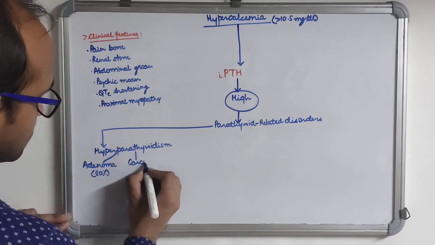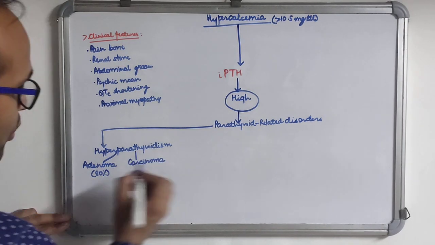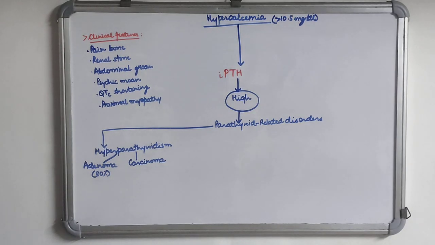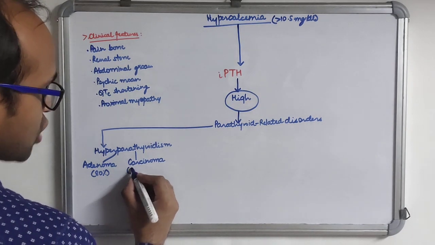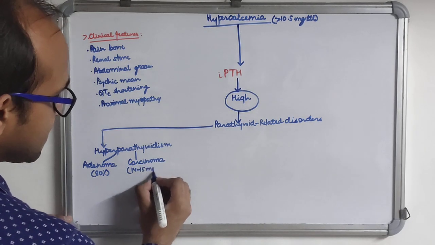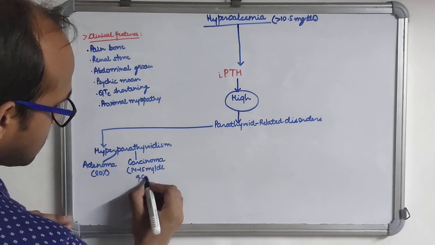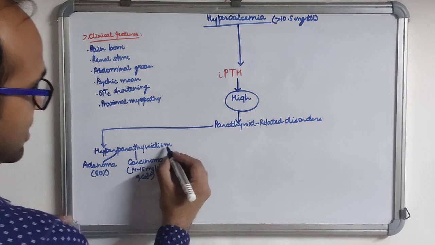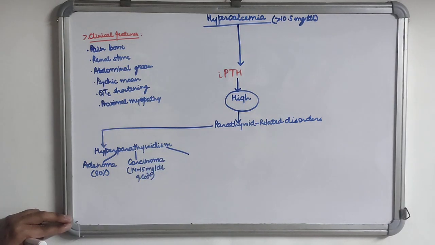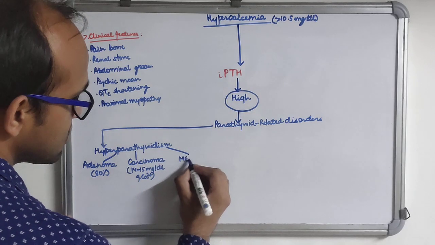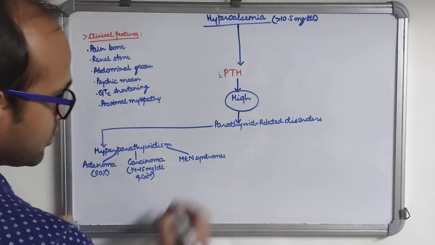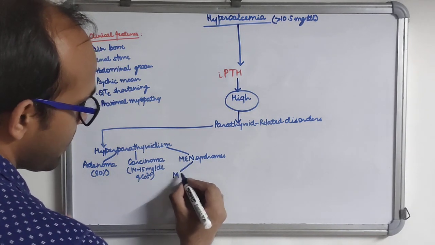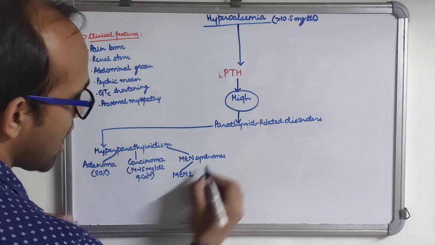Carcinoma. An important point I want to mention is that patients who usually have parathyroid carcinoma leading to a hyperparathyroid state have calcium in the range of 14 to 15 milligram per deciliter. Another condition which leads to hyperparathyroidism is MEN syndrome, multiple endocrine neoplasia syndromes, primarily MEN 1 and MEN 2A.